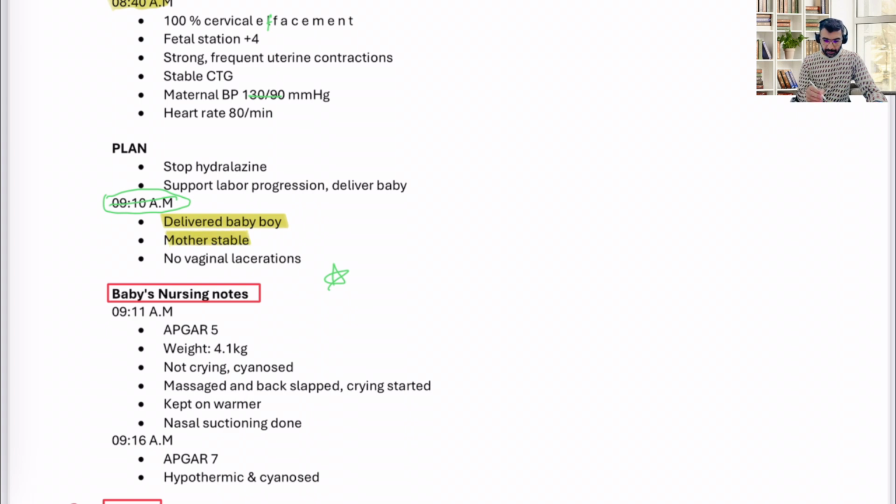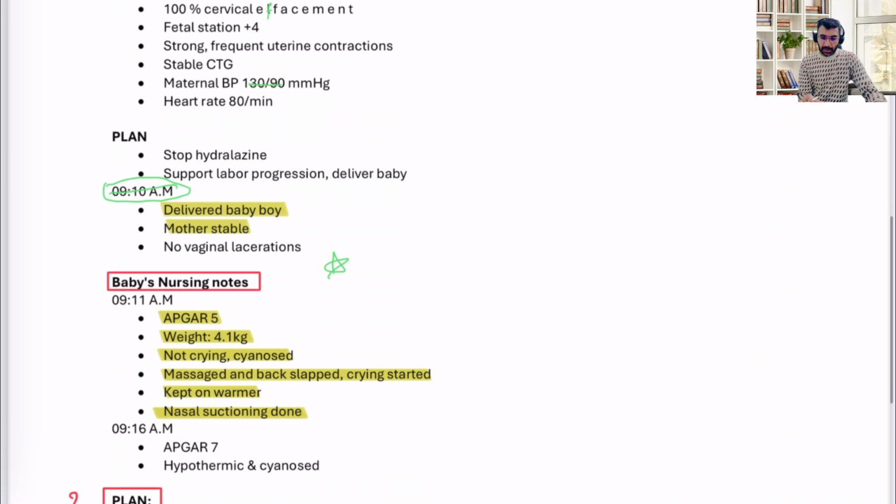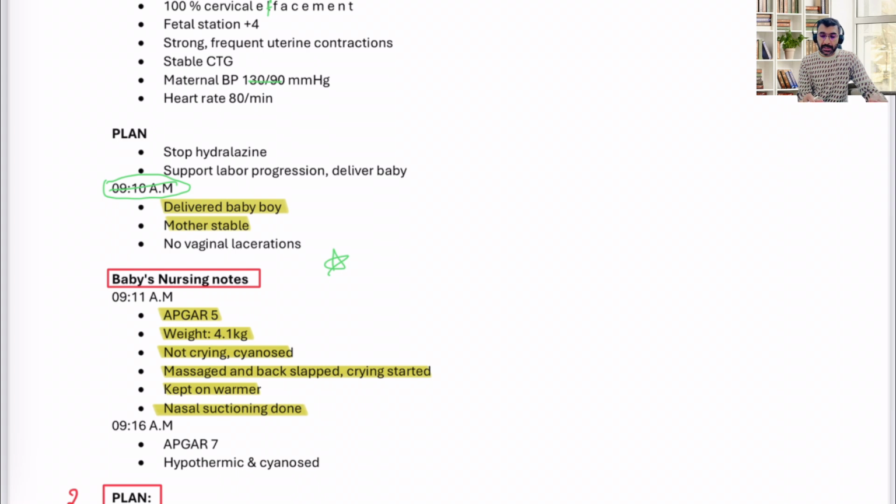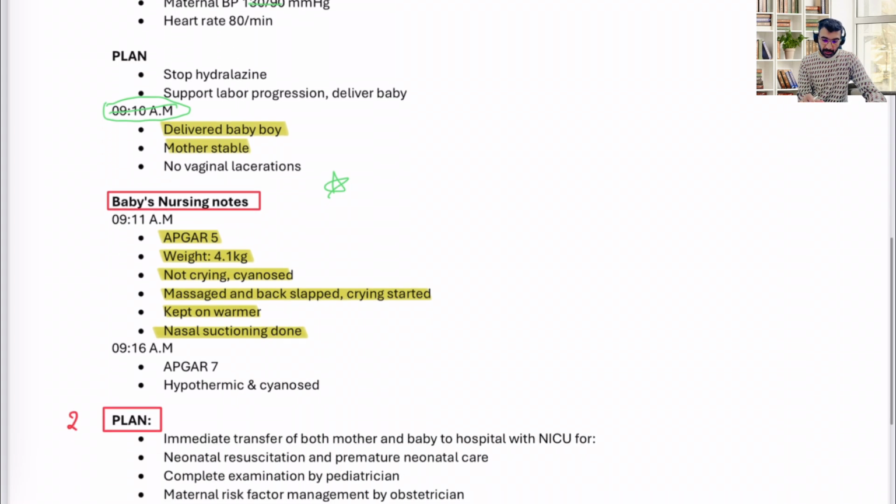Okay, and in nursing management, the baby's APGAR was 5, weighing 4.1 kg, not crying, cyanosed, massaged and back slapped, crying started, kept on warmer, nasal suctioning done. Baby nursing management is very important here because we are actually transferring the baby for ICU care.